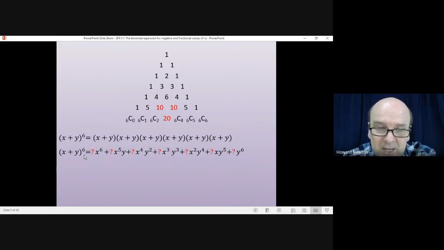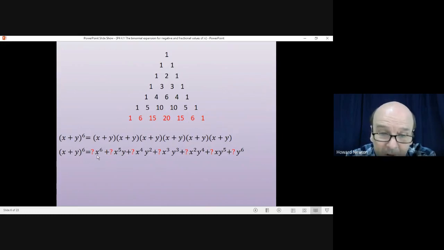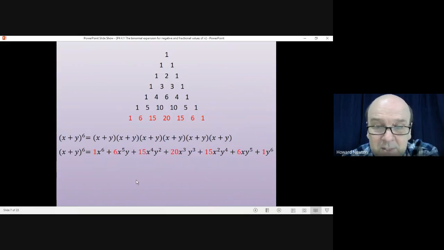Now the question is, how many of each of those terms do we get? Well, the answer is the 6th row in Pascal's triangle. So if I fill in the rest of the numbers for the 6th row, I'd get 1, 6, 15, 20, 15, 6, 1. And those numbers are the coefficients of these terms. So x plus y to the 6 will equal 1x to the 6 plus 6x to the 5 times y, and so on and so on.